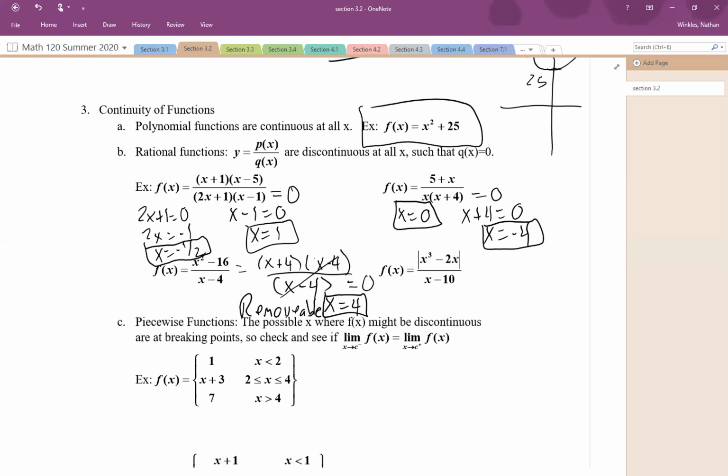For this one, f of x equals the absolute value of x cubed minus 2x over x minus 10. We still set the denominator equal to 0, so x equals 10 is our discontinuity. X cubed minus 2x is x times x minus 2, or x squared minus 2. None of that would cancel anywhere, so therefore x equals 10.